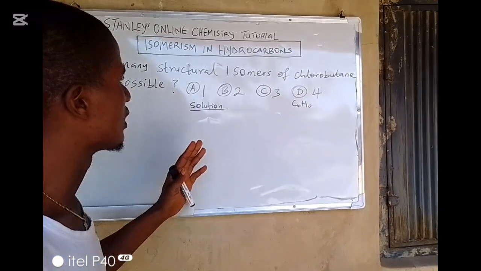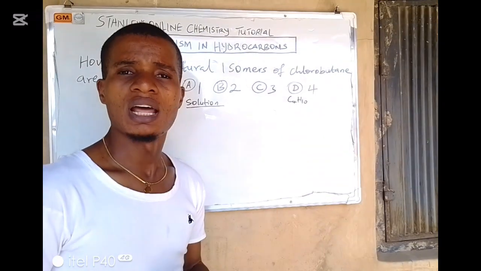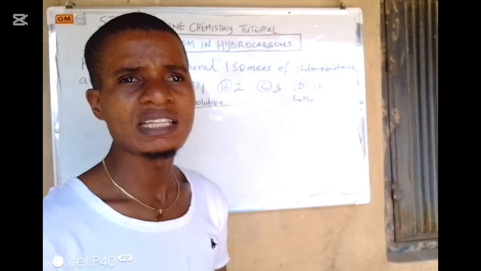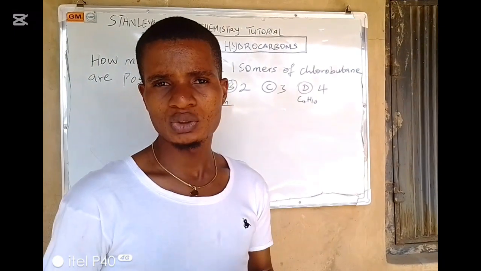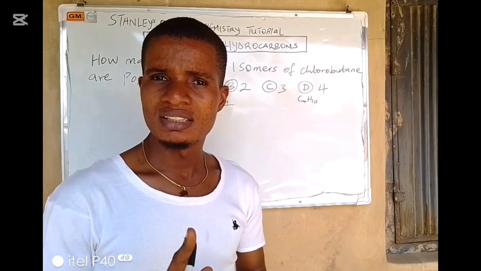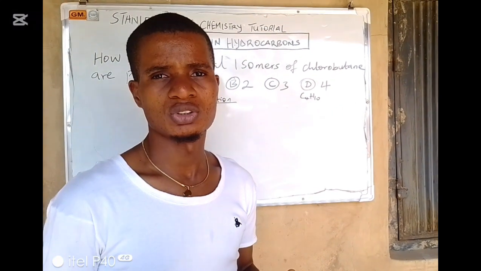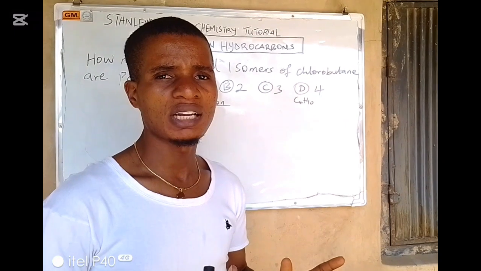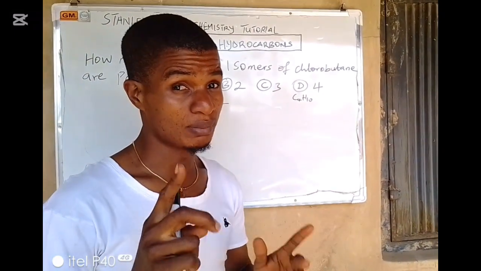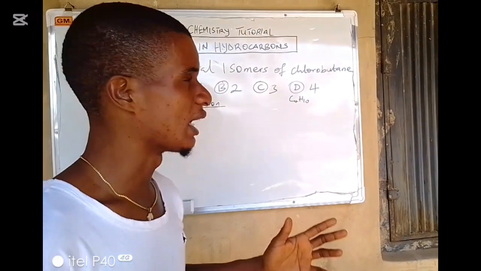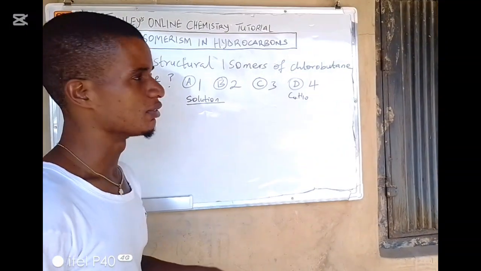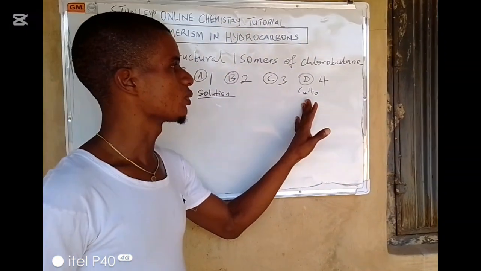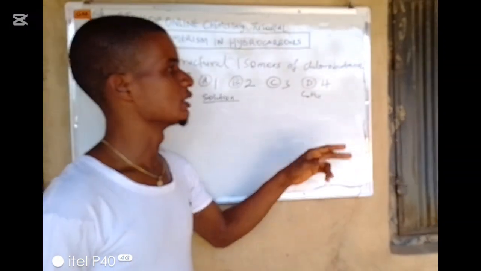Now look at this. This one is talking about chlorobutane. In this solving, we will find out if chlorobutane and butane actually have different isomers in structure. Do they have different isomers? Remember, for normal butane, we found out that the isomers are 2. Then for this one, let us see. They are asking us. Look at the options they give.